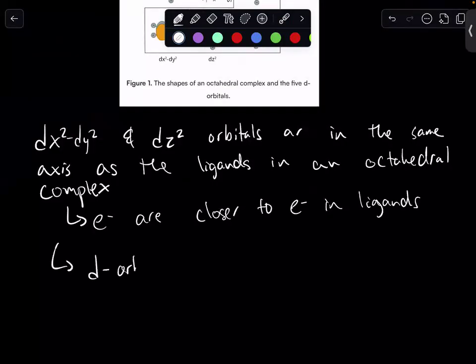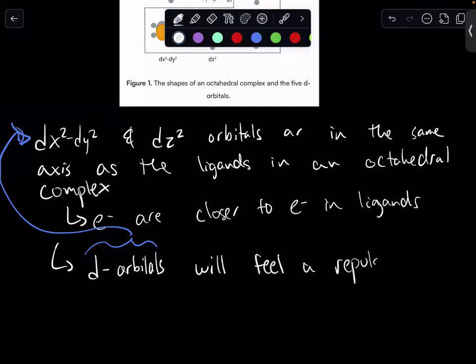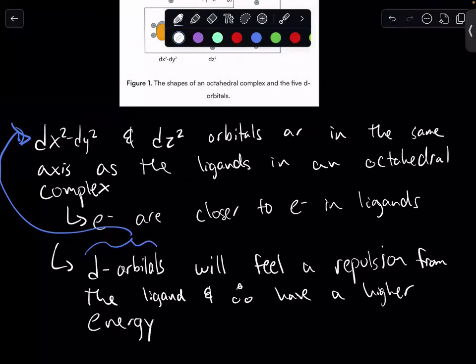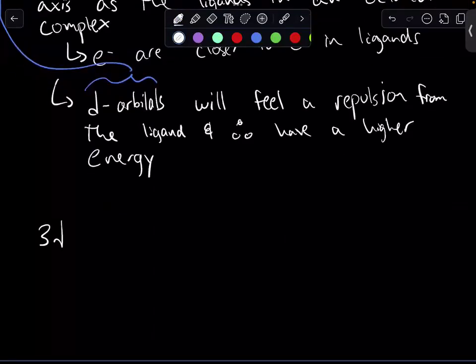So these two d orbitals will feel a repulsion from the ligand, and therefore have a higher energy. Normally we have our 3d orbitals, and they are all of equivalent energy. But this might be in maybe Cr3+, so the ion.